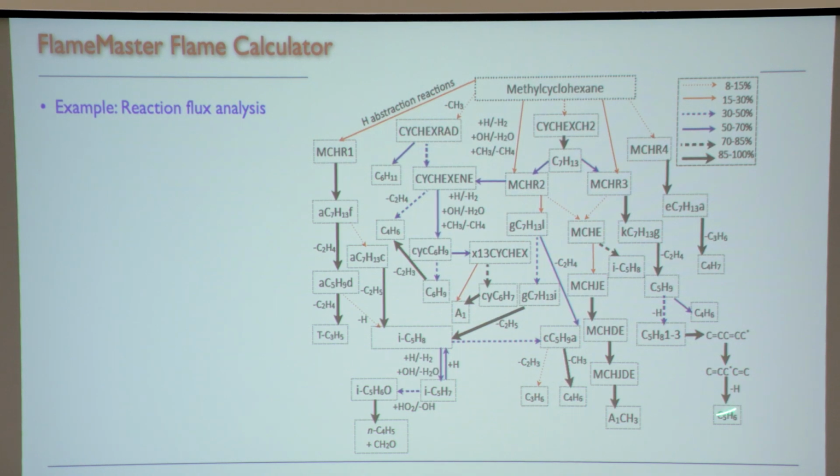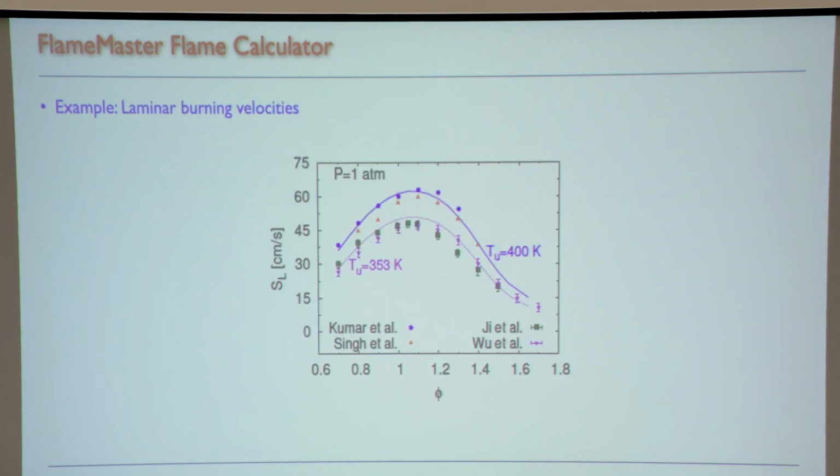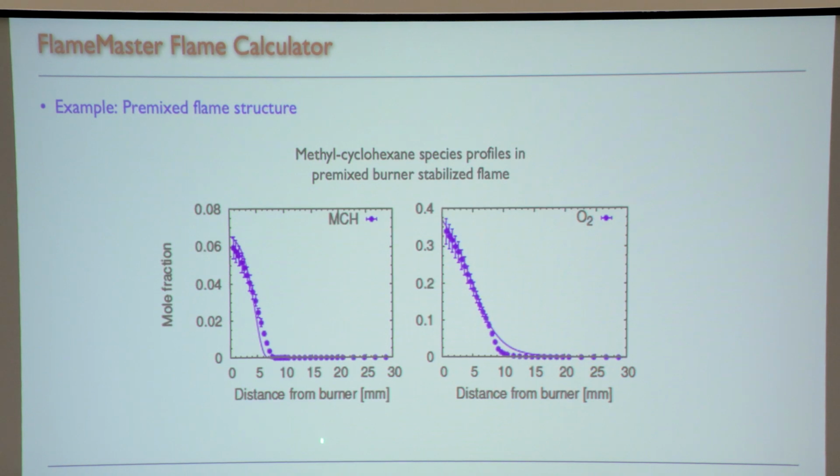We don't do these things automatically, but we're working on a way to get these plots automatically, which might be helpful. We talked about laminar burning velocities. This shows laminar burning velocities as a function of equivalence ratio. And then flame structure. This shows methyl cyclohexane again for a burner stabilized premixed flame. And you see here the gradients at the burner are non-zero. That's why I mentioned earlier that these flames sit very close to the burner.